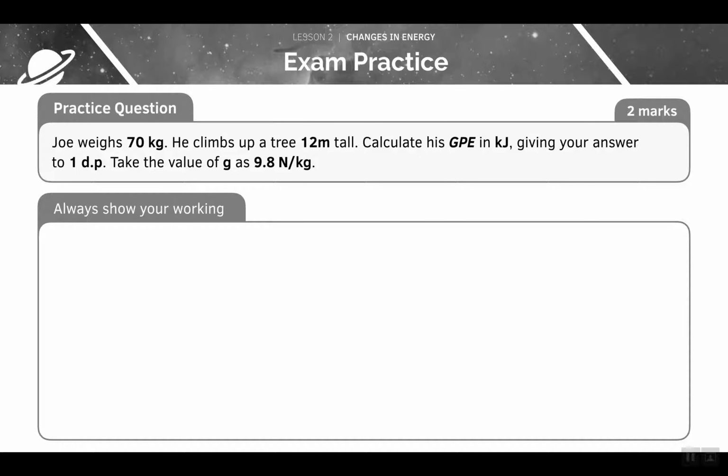Joe weighs 70 kilograms. He climbs up a tree that's 12 metres tall. Calculate his GPE in kilojoules, giving your answer to 1 decimal place. Take the value of G as 9.8 newtons per kilogram. Now, you can pause the video and have a go through the question before we work through it step by step.